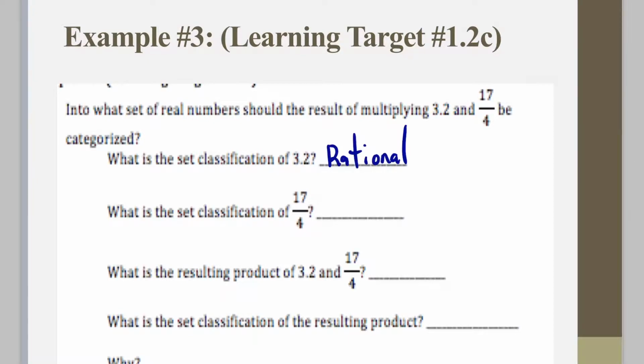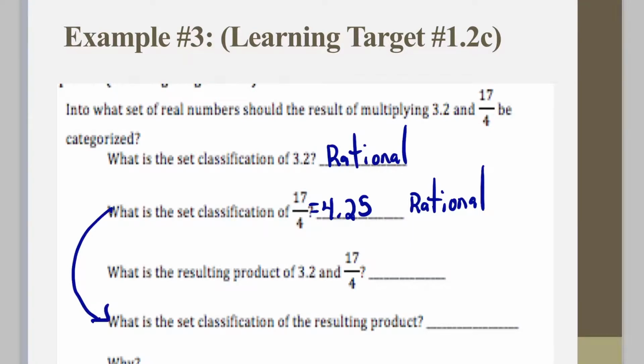What is the set classification of 17/4? Well, 17/4 is a fraction. We have to convert it to decimal form. In decimal form, 17/4 is 4.25. 4.25 is a terminating decimal, therefore it is a rational number.